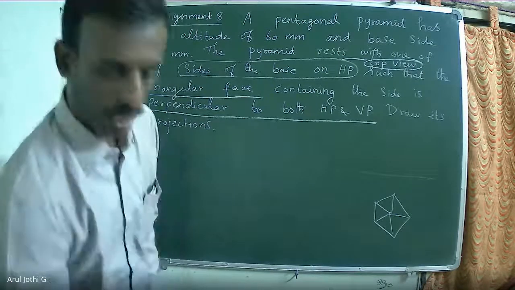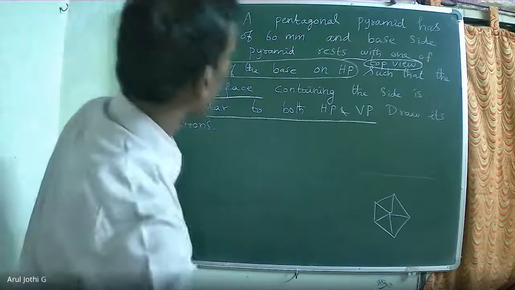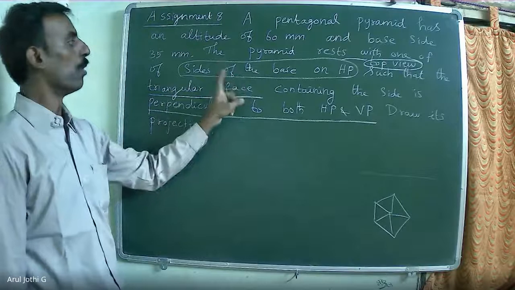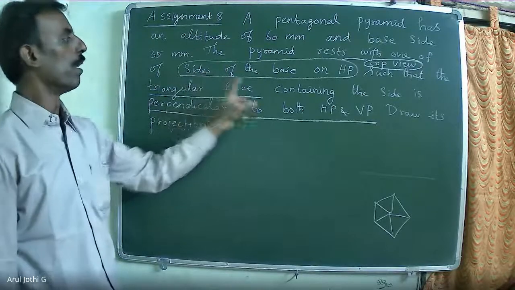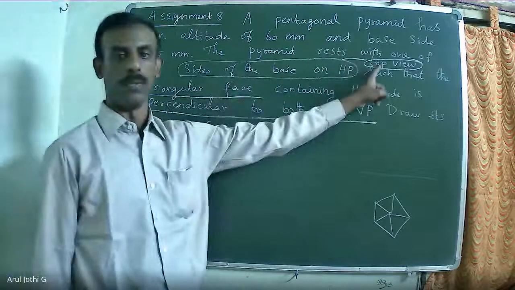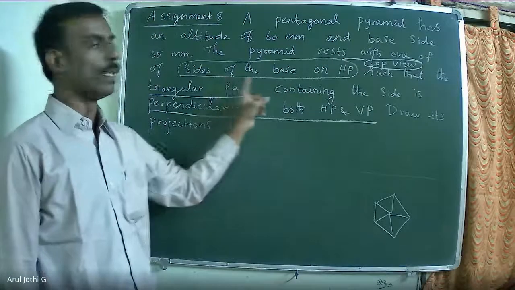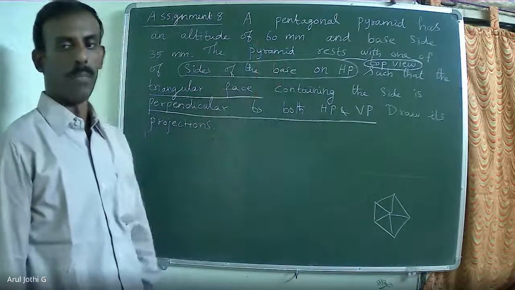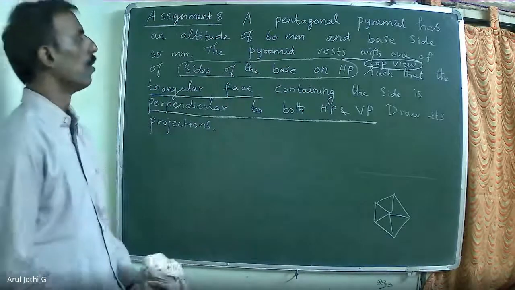So you have to be very, very careful when a triangular face is perpendicular to both HP and VP. You have to look for the important condition. If one of the sides of the base is lying on HP, start with the top view. If one of the sides of the base lies on VP, start with the front view. Okay, now we will work out this problem.